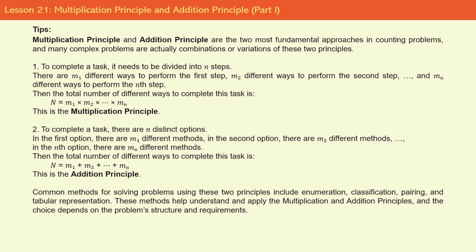To complete a task, there are n distinct options. In the first option, there are m1 different methods, in the second option, there are m2 different methods, and so on. In the nth option, there are mn different methods. Then the total number of different ways to complete this task is n equals m1 plus m2 plus up to mn. This is the addition principle.